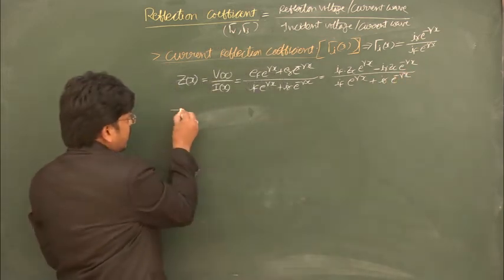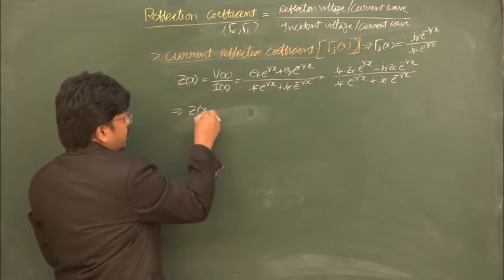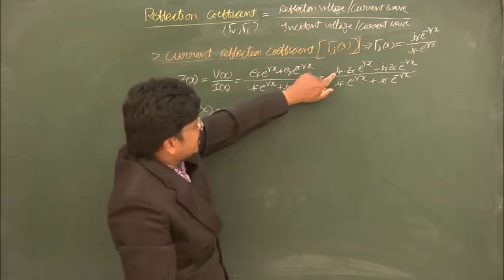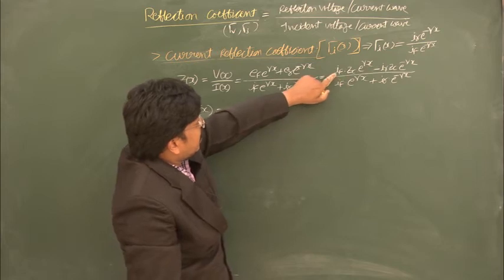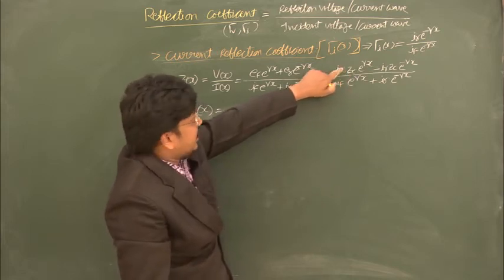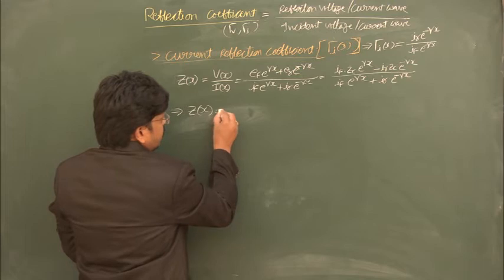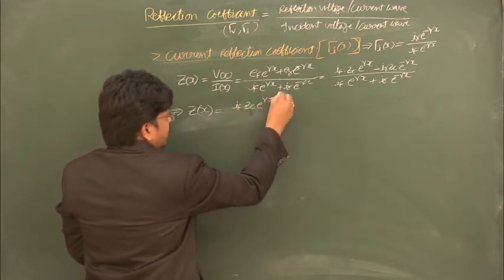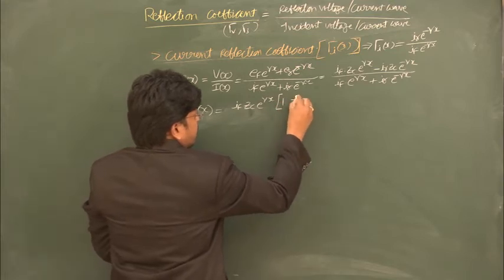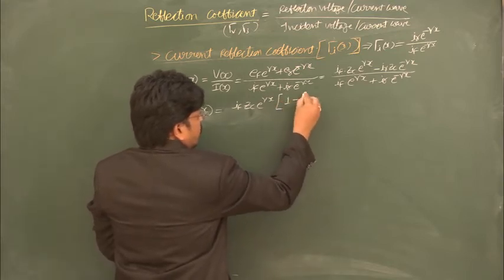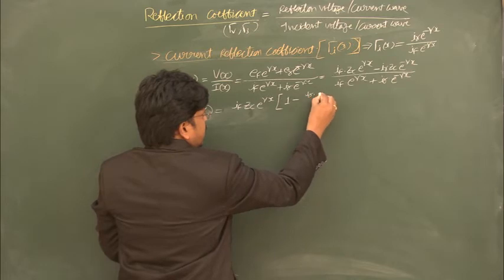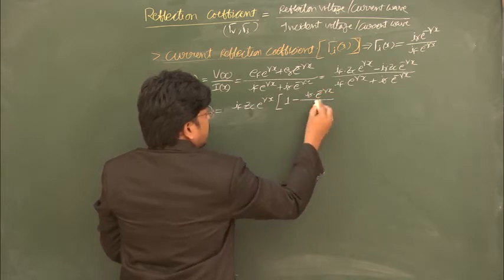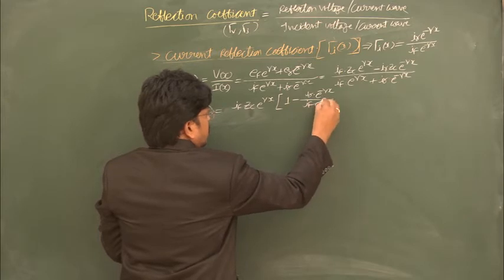Okay. Now in the above expression, in the numerator, I have taken IF ZC e power gamma x as a common factor. So the above term is IF into ZC into e power gamma x into (1 minus IR e power minus gamma x by IF e power gamma x).